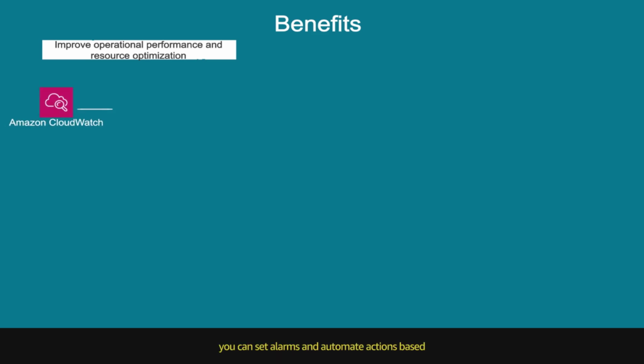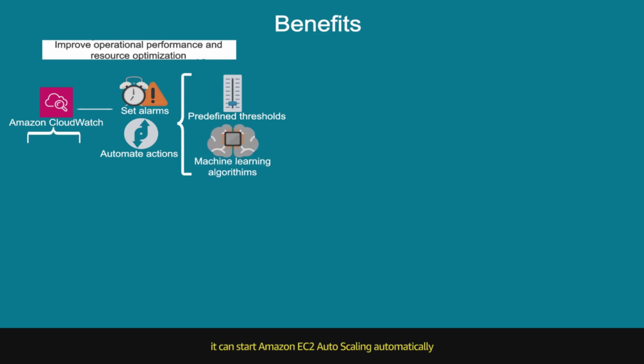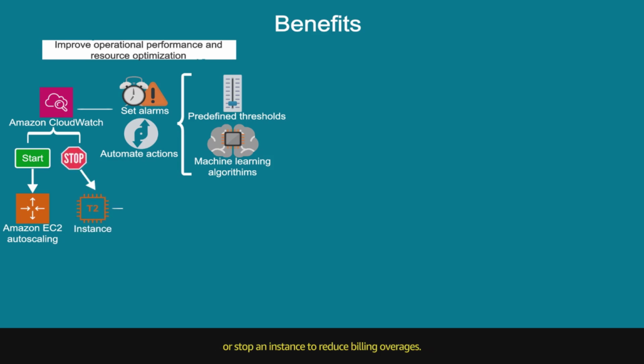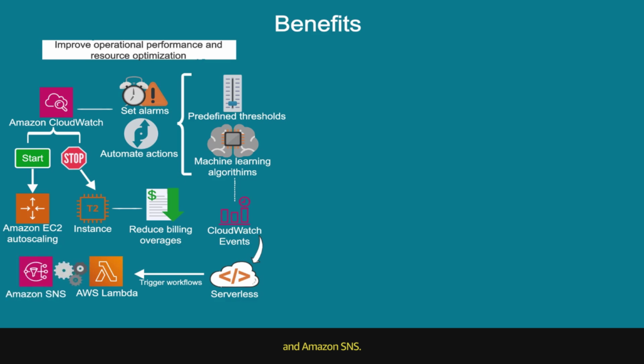Amazon CloudWatch also helps you improve operational performance and resource optimization. With CloudWatch, you can set alarms and automate actions based on predefined thresholds or machine learning algorithms. For instance, it can start Amazon EC2 auto-scaling automatically, or stop an instance to reduce billing overages. You can also use CloudWatch events for serverless to trigger workflows with services like AWS Lambda and Amazon SNS.